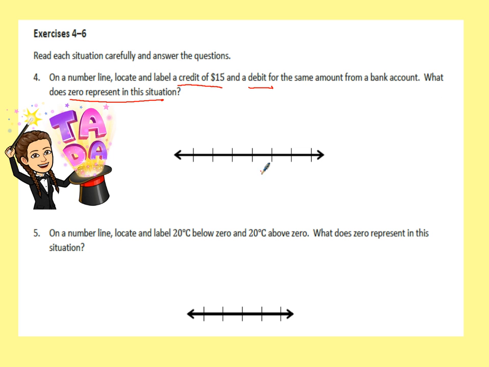So we're going to have 0 here. And then whatever we want to count by, 5, 10, 15, -5, -10, -15. A credit. Is credit positive or negative? Positive, right? So positive 15. Here is our credit. And our debit for the same thing. Here's our debit. It's like owing, our debt.